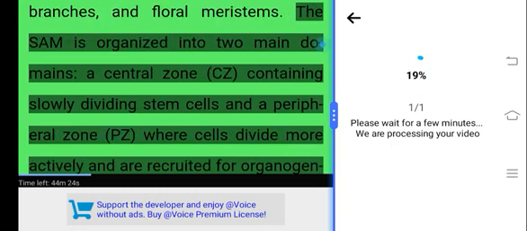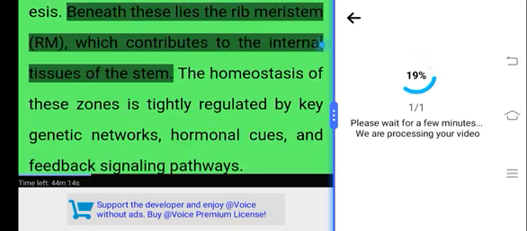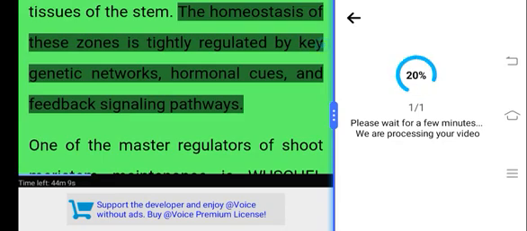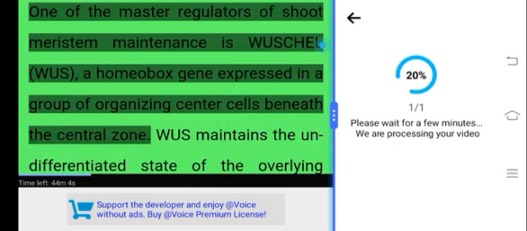The SAM is organized into two main domains, a central zone, CZ, containing slowly dividing stem cells and a peripheral zone, PZ, where cells divide more actively and are recruited for organogenesis. Beneath these lies the rib meristem, RM, which contributes to the internal tissues of the stem. The homeostasis of these zones is tightly regulated by key genetic networks, hormonal cues, and feedback signaling pathways.